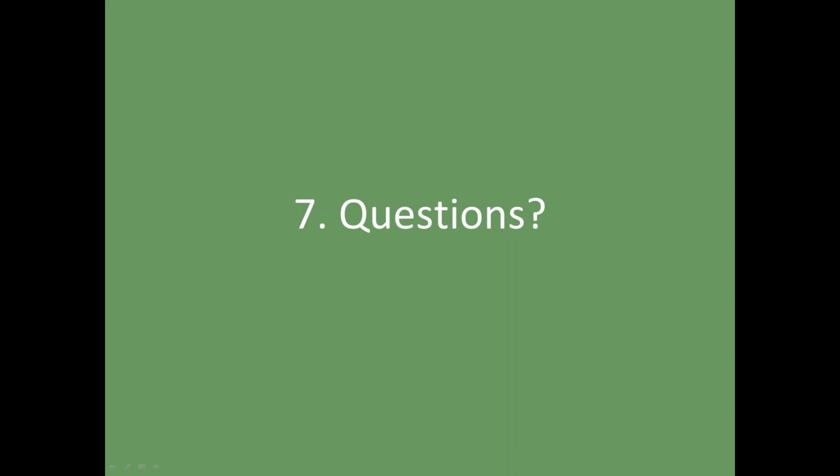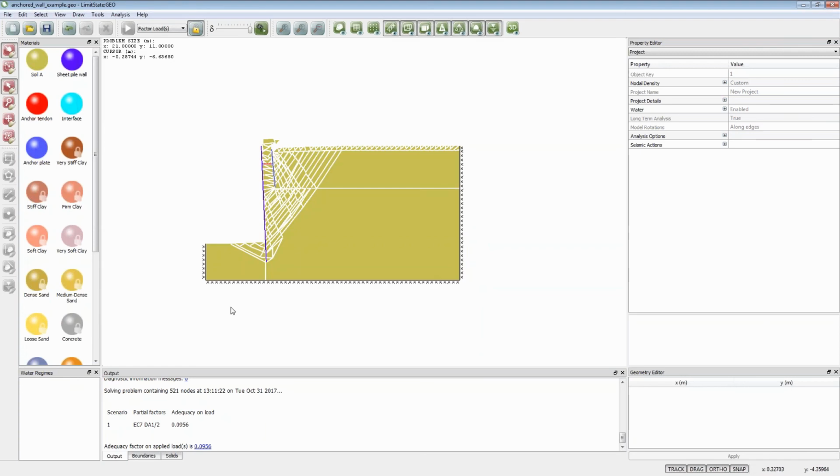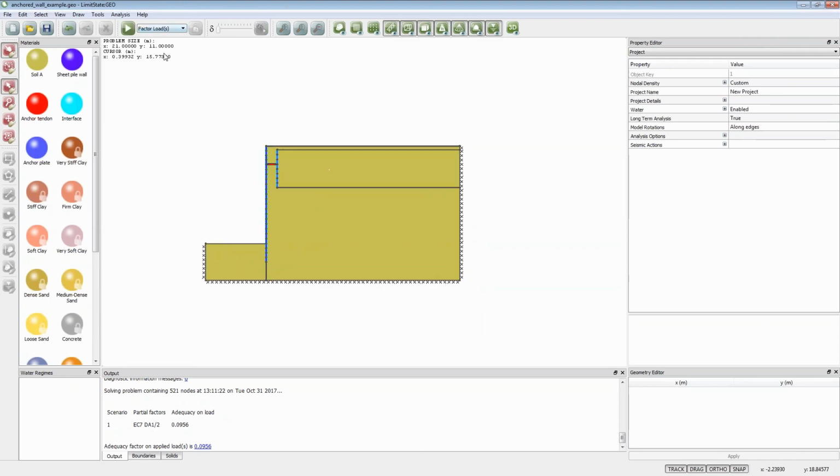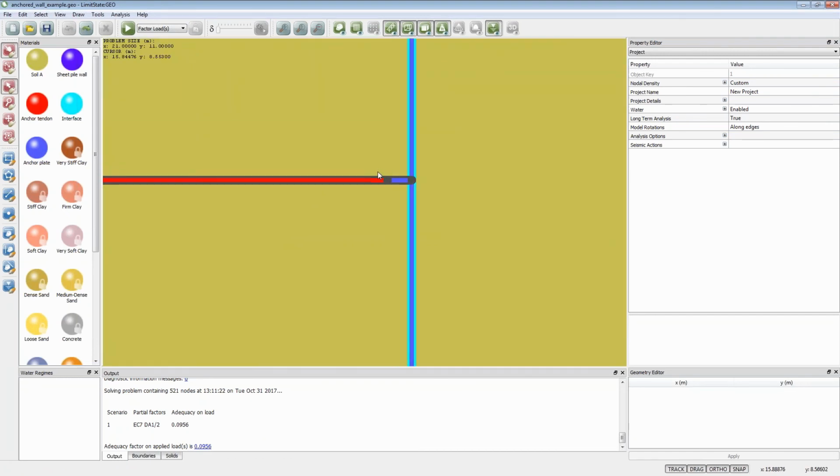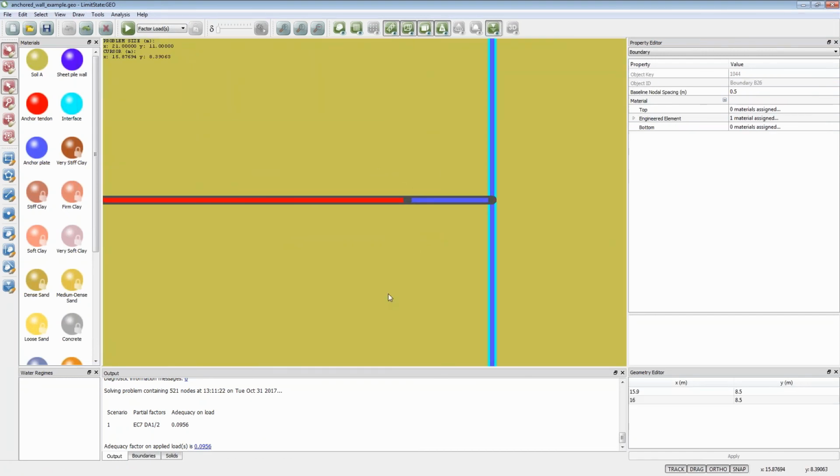Okay, so I've got a question asking what type of connections, material properties did I use for the anchor plate connections. So if I just bring up that anchor wall problem, I'm just going to click undo here. So anything I've done I can just undo and revert back to where I was before. So I think the question would be, what kind of material did I use there? And essentially I just used the same material as the anchor itself.